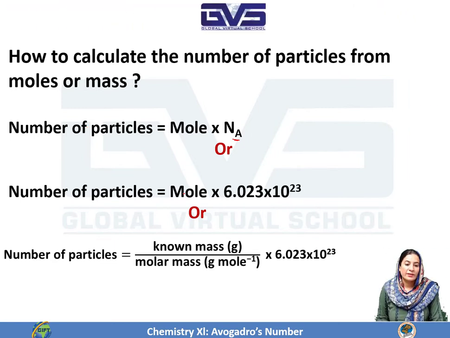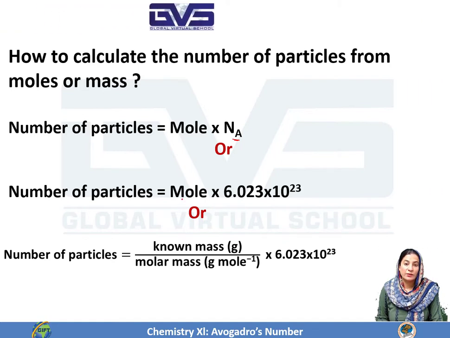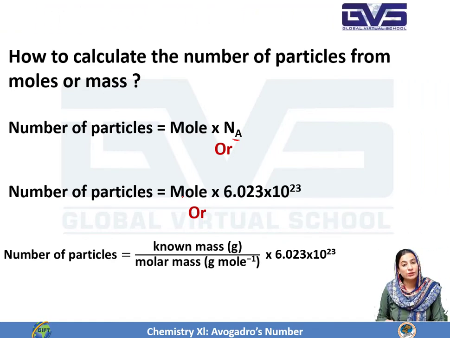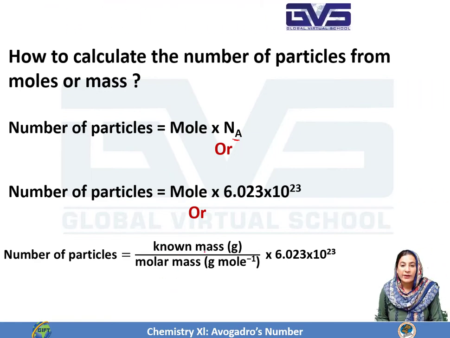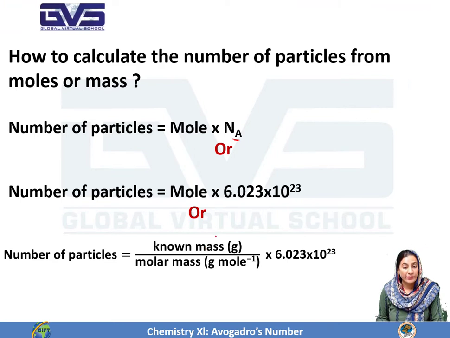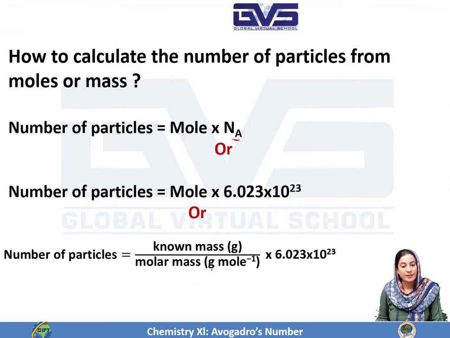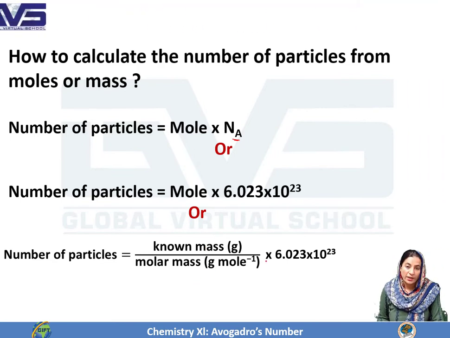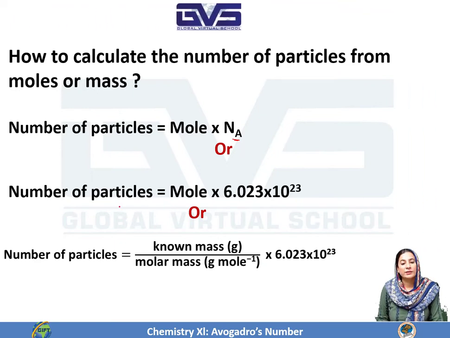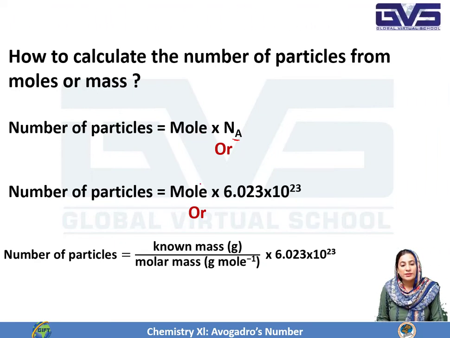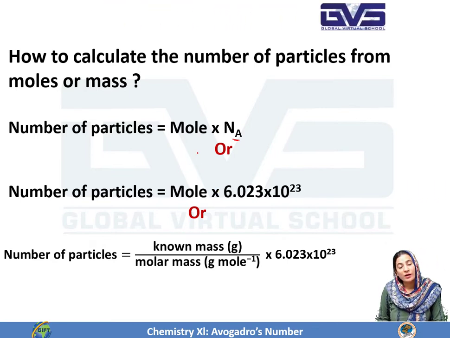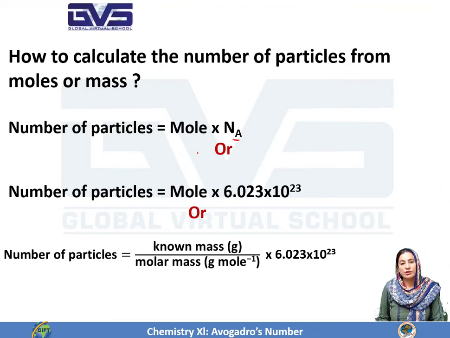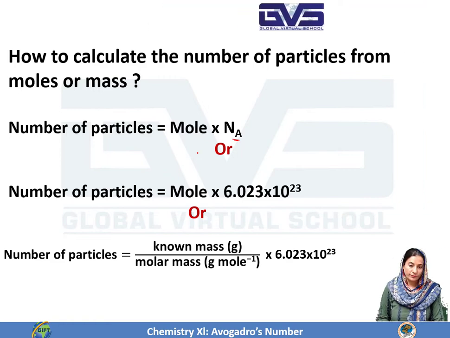If you are given the mass and not the mole, then what will you do? First you will convert mass into mole, and with the help of this formula, mass in grams means known mass in gram divided by molar mass, then multiply with Avogadro's number, then you can find the number of particles. So the form is different, but this is the same formula to calculate the number of particles of different species.